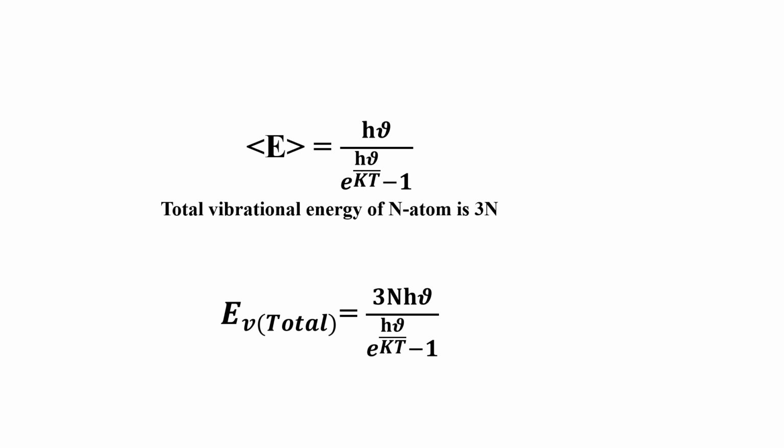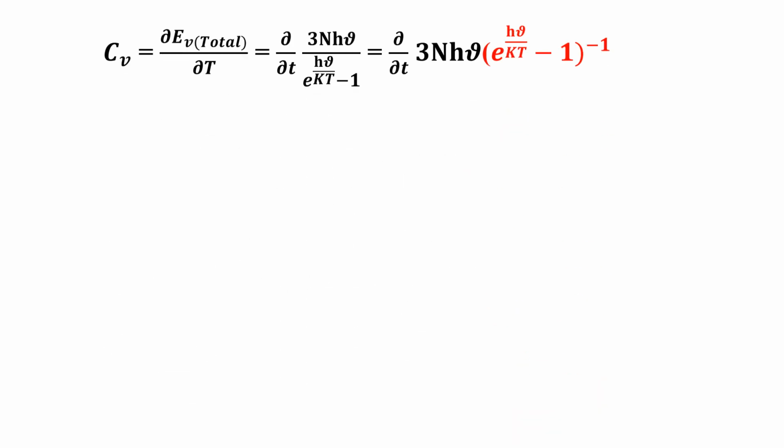There are a total of 3N vibrational modes. If you want to find the total vibration energy, in the same average energy we can substitute the value 3N in the numerator. We are substituting the 3N in the numerator, and we get the total vibration energy as such. Now you know the formula for heat capacity at constant volume, that is dou E by dou T. Here we have E vibrational total. Now you substitute that value.